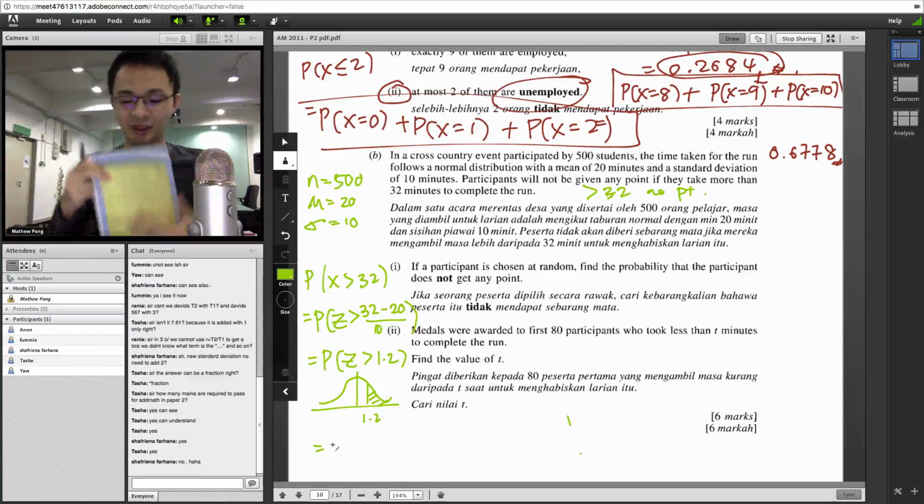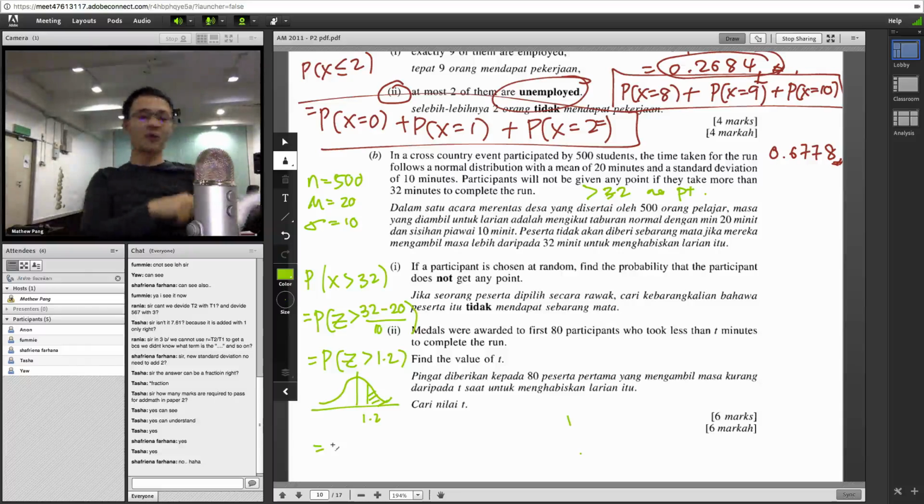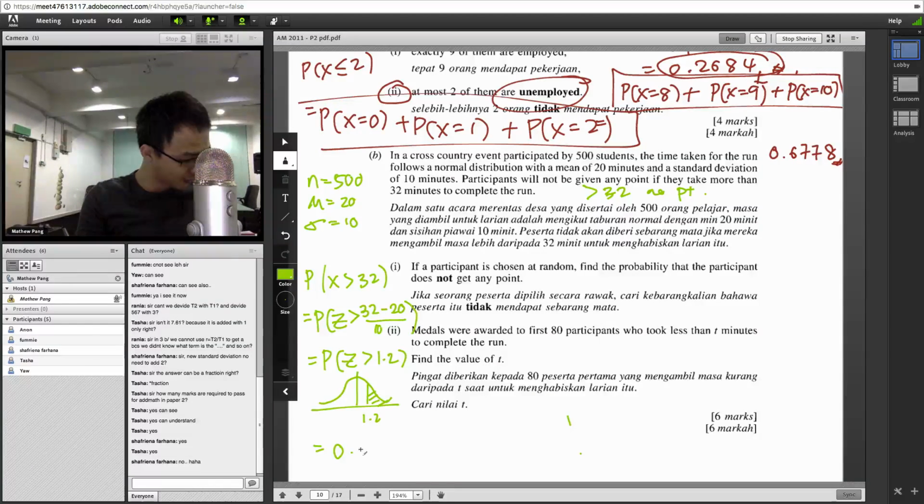Yeah, you should use a table like this. Then you will find 1.2, that's all. Just a bit too easy. Anyway, 1.2 basically will give you 0.1151. Yeah, this is for part 1.